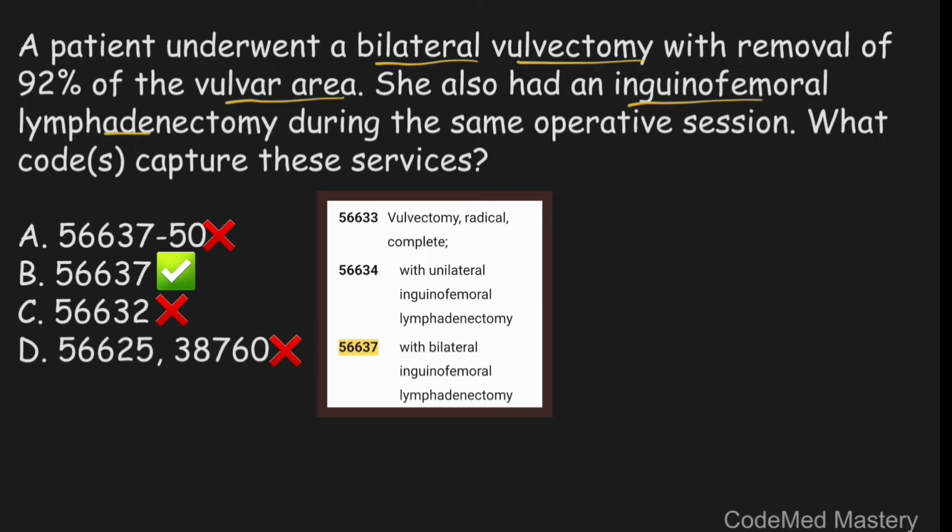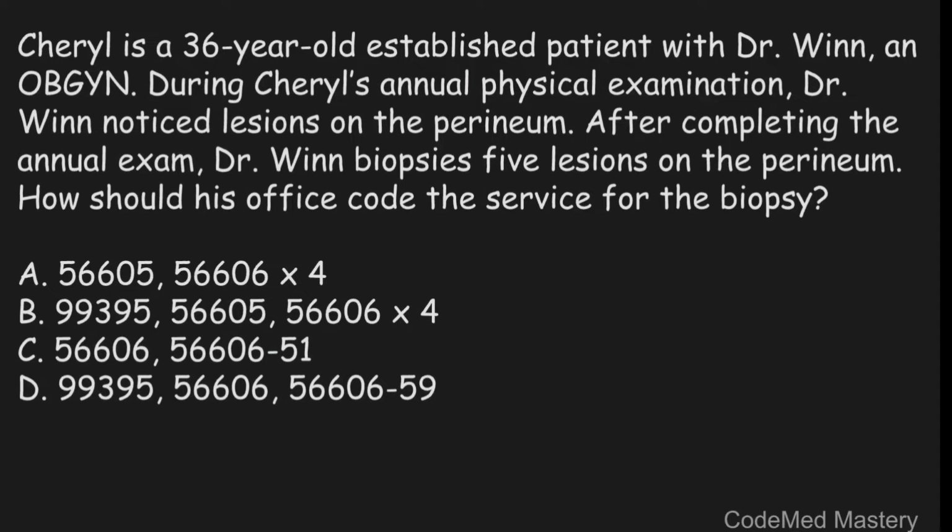Let us move on to the next question. Again, we'll use the elimination method to solve this question. In the options, you can see many codes. So first, let us check the first code from each option. In options A and C, they have given the codes 56605 and 56606. In options B and D, the code is 99395.